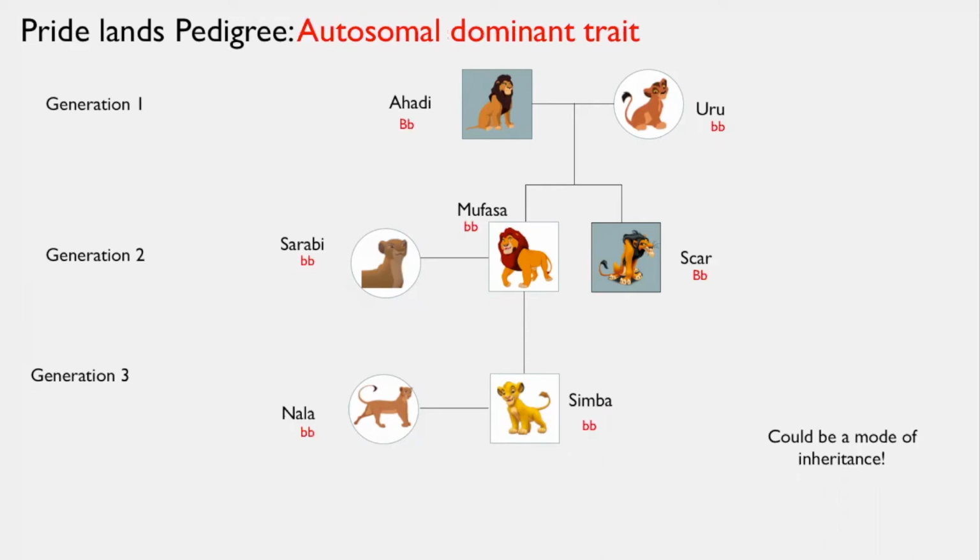mane trait. The next mode of inheritance is the autosomal dominant trait. This means that to present the trait, the individual would have to be BB or Bb. This is a potential mode of inheritance because with Ahadi being Bb and Yuru being bb, a B is able to be passed on to Scar for him to possess the trait, and two b's are passed on to Mufasa for him not to present the trait.